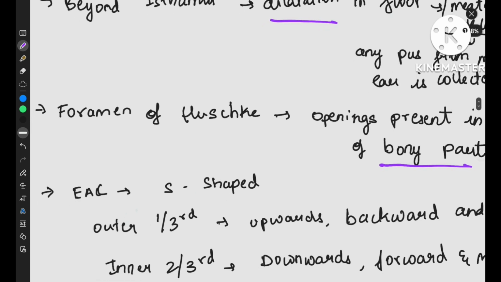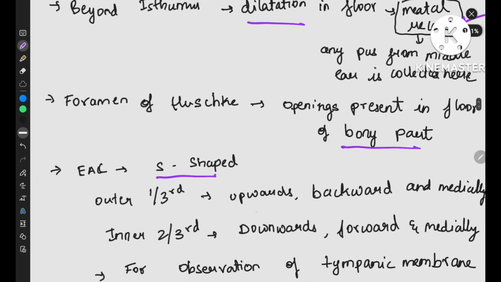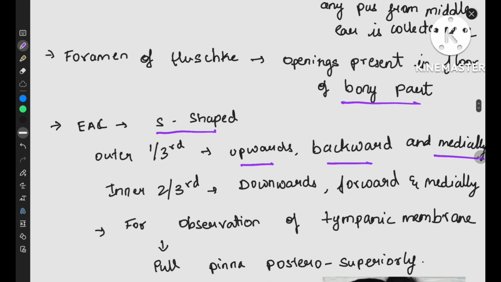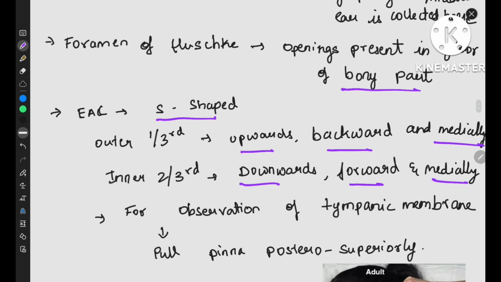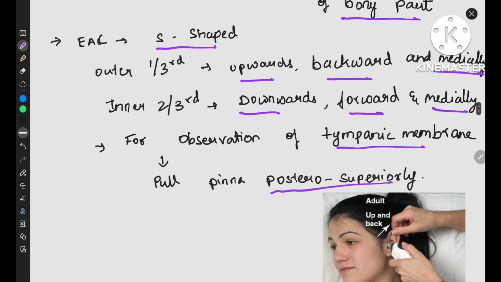Next, the external auditory canal is an S-shaped canal. The cartilaginous part is upwards, backwards and medially, whereas the inner 2/3 is downwards, forwards and medially. If you want to observe the tympanic membrane, we have to pull the pinna posterosuperiorly. See, like this. We have to pull the pinna upwards and backwards and then observe.